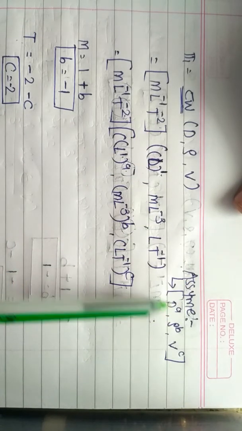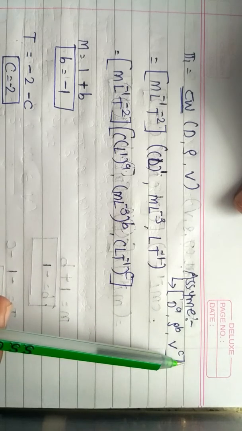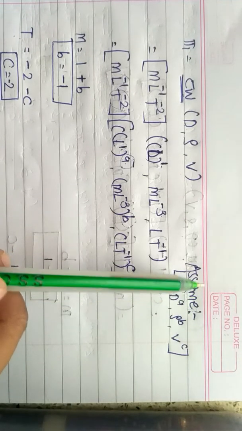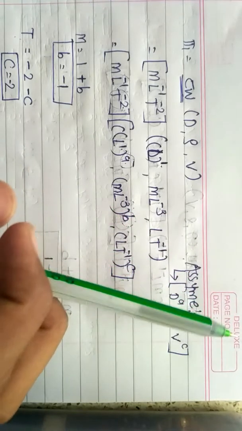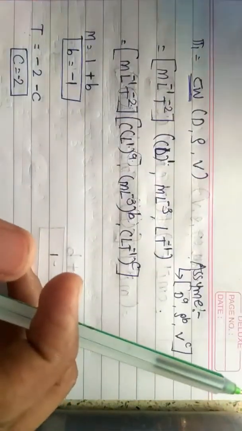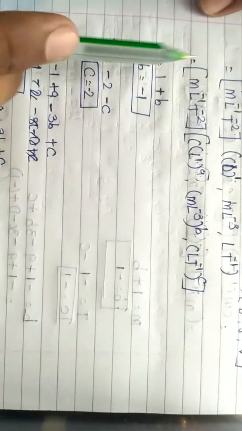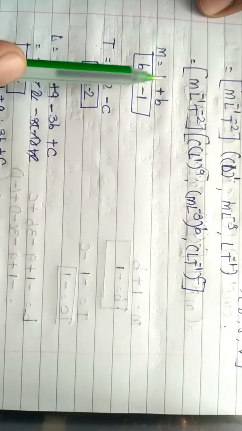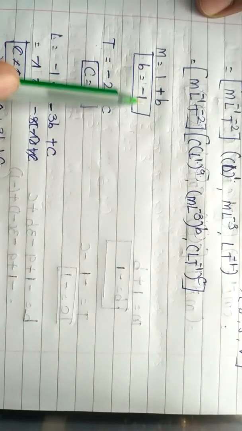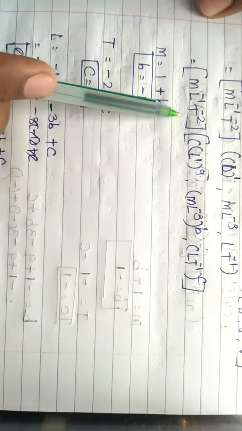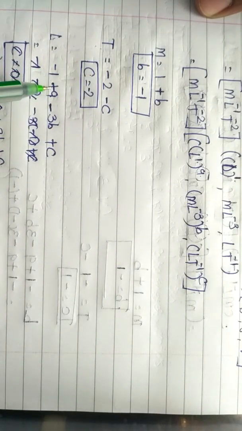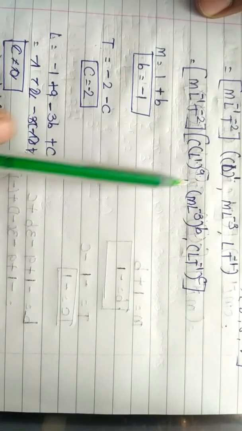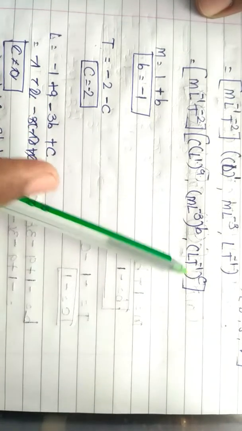Now we have assumed D raised to a, rho raised to b, and V raised to c. Now what we can do, after that we will apply it. M equals 1 plus b, so b equals -1. Now T equals -2 over here and minus c over here, so c equals -2, and L equals -1 plus a plus c minus 3b.